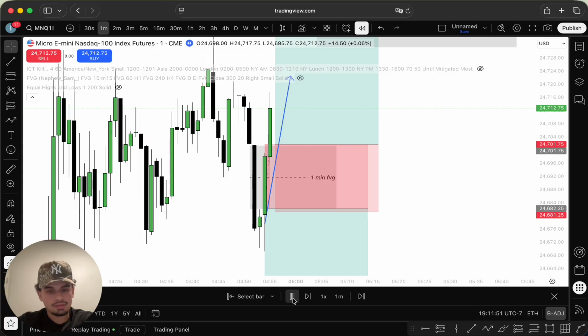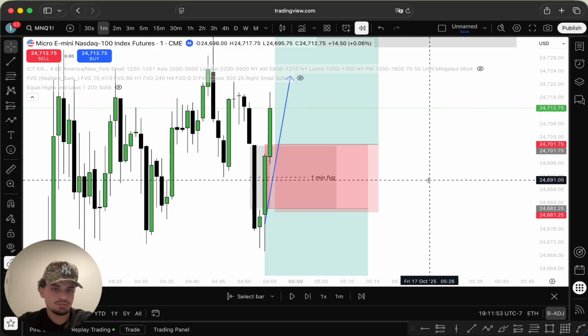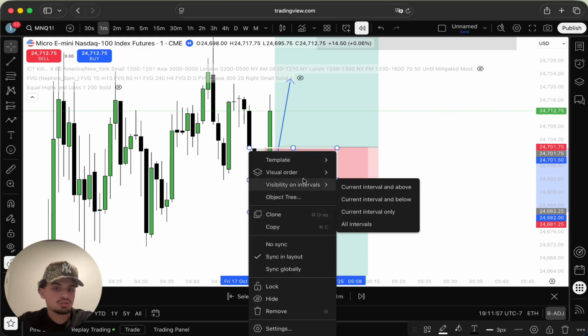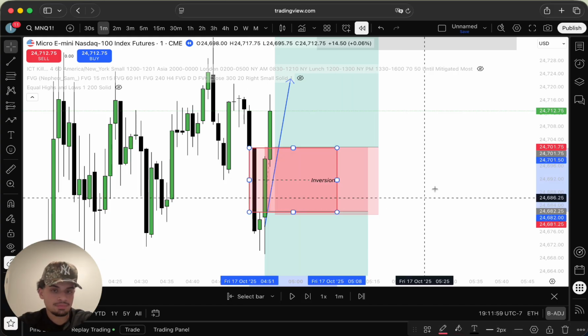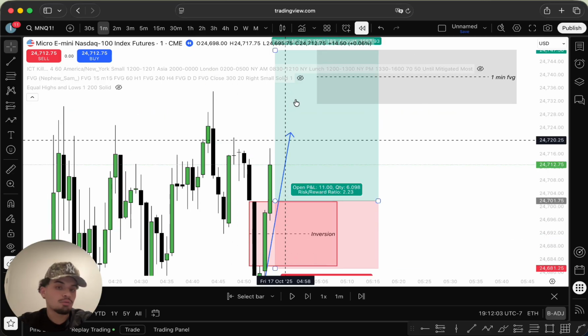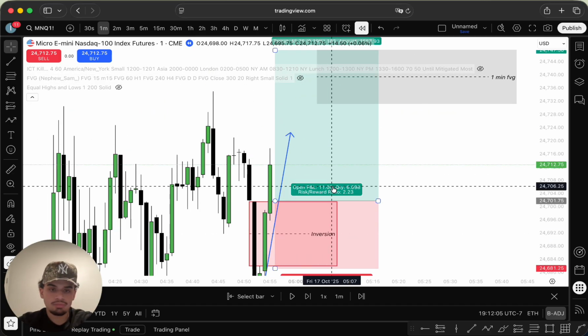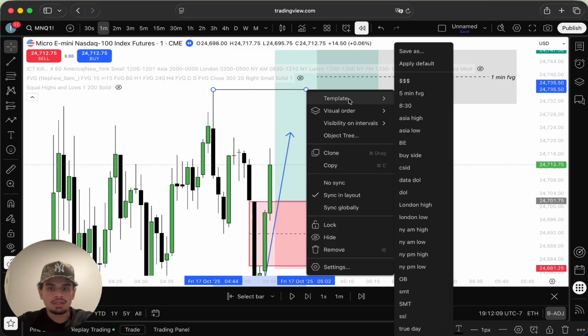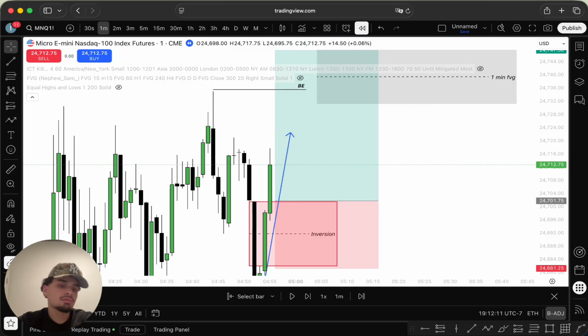Price disrespects the gap, as you can see. Price disrespects the gap. This gap turns into an inversion. This gap is an inversion now. Now we are looking to take longs only. We take partials at this high. Going break even. And then wherever our draw on liquidity is.